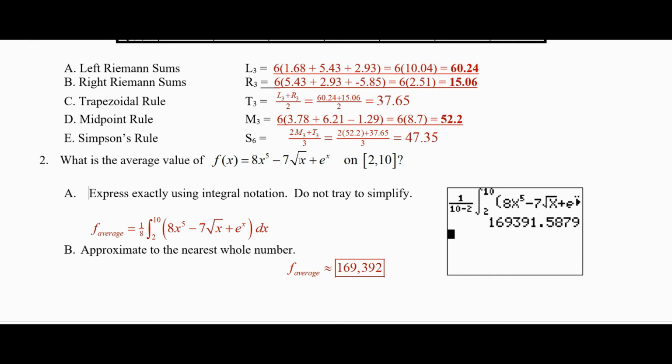If we want to find the average value of a function, we integrate that function over the interval, and then multiply by 1 over the length of the interval. So 1 over 10 minus 2 is 1/8. So don't forget the 1/8 there. And here I just did it on a calculator and got approximately 169,392.